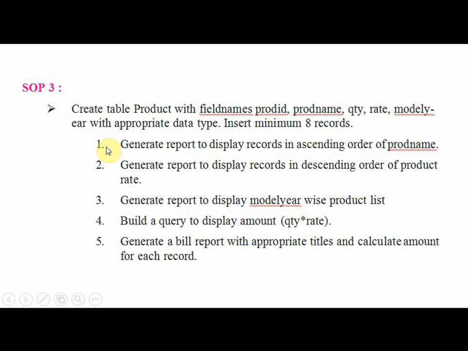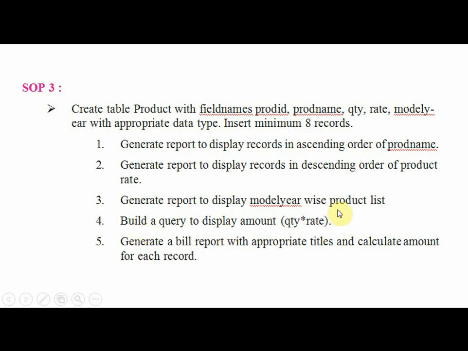The first task asks you to generate a report to display records in ascending order of product name. You are going to generate a report with the product name and display it in ascending order. The second report you are going to generate displays the records in descending order on product rate. Then the third report displays a model year wise product list, and the fourth one you are going to display the query.